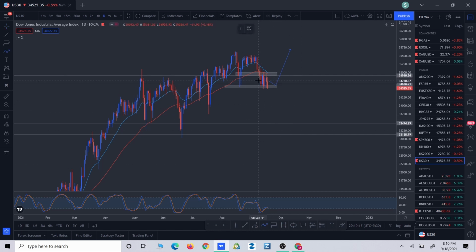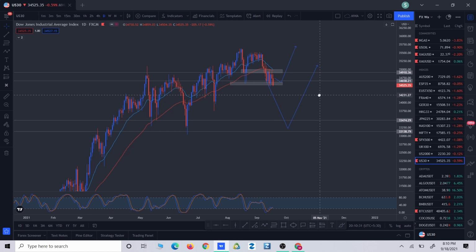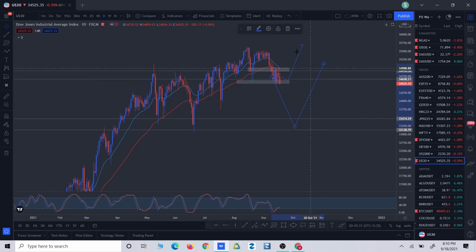And if this support does not hold, then we can also wait for the price to pull back lower into the previous low, or you can say the higher low of this uptrend, and then we can look for some kind of indications to go long. This is going to be the second scenario. So these are the two possible scenarios on the daily chart.